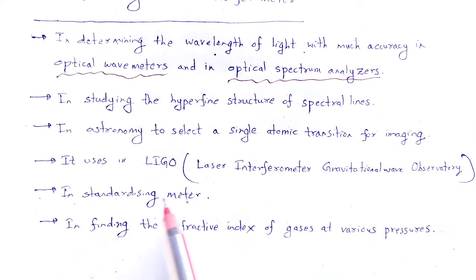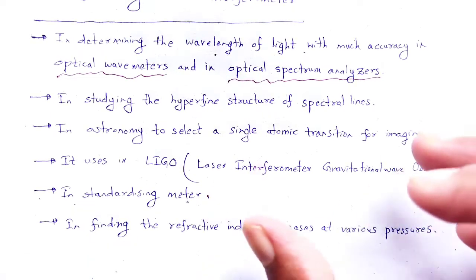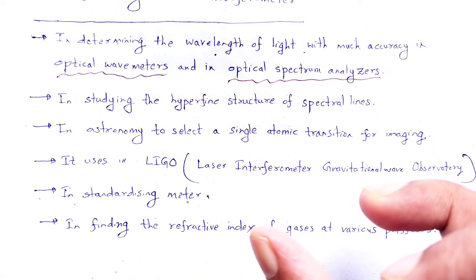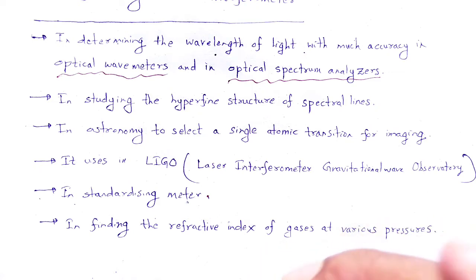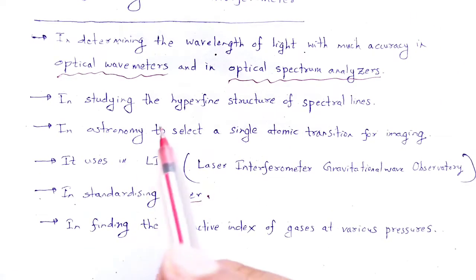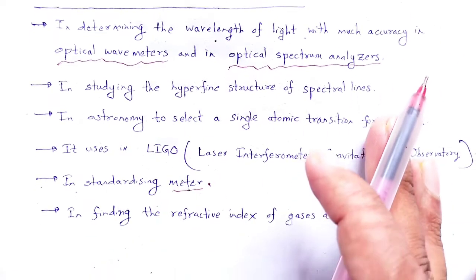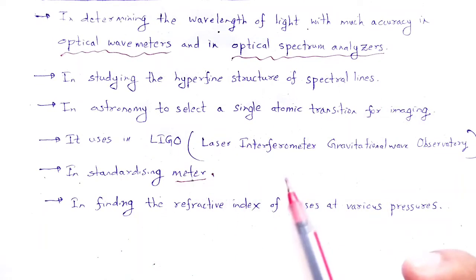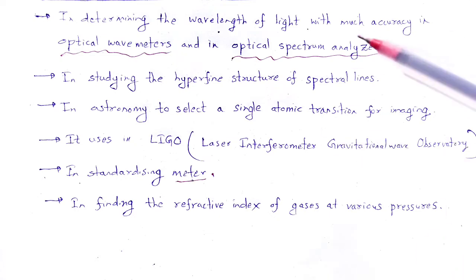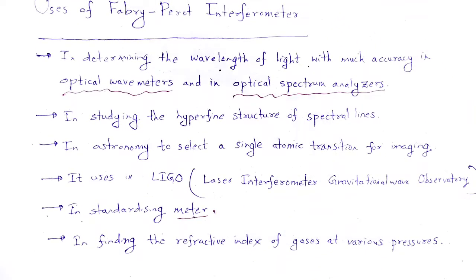Next, in standardizing the meter, what is the exact size of 1 meter? To standardize that 1 meter, we use the Fabry-Perot interferometer. Next, it is used in finding the refractive index of gases at various pressures.